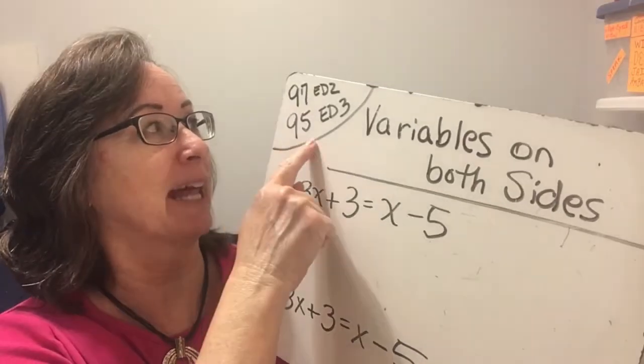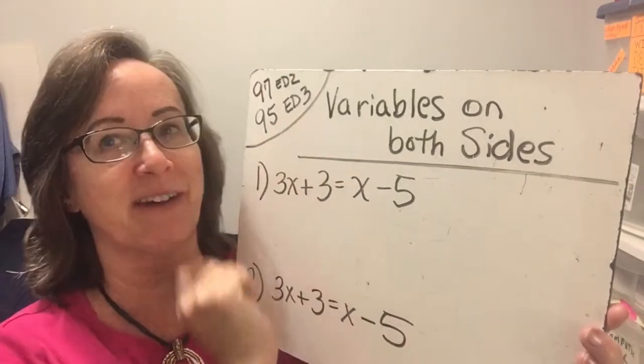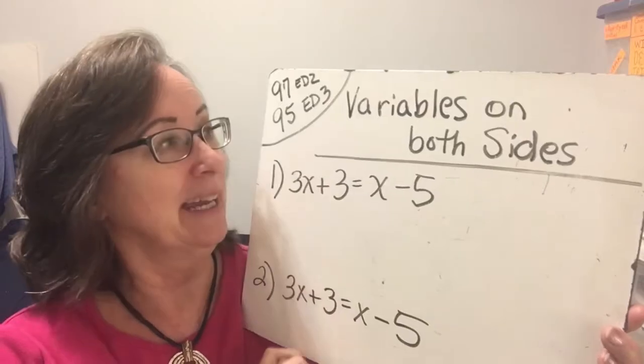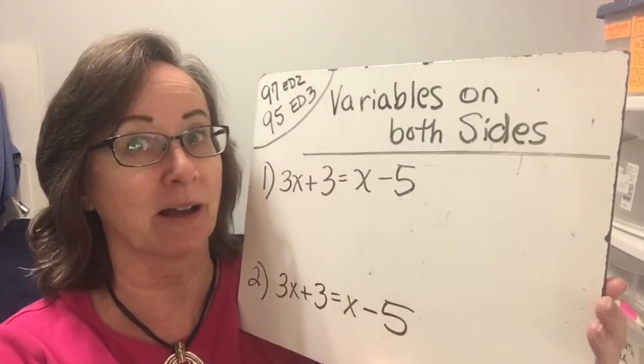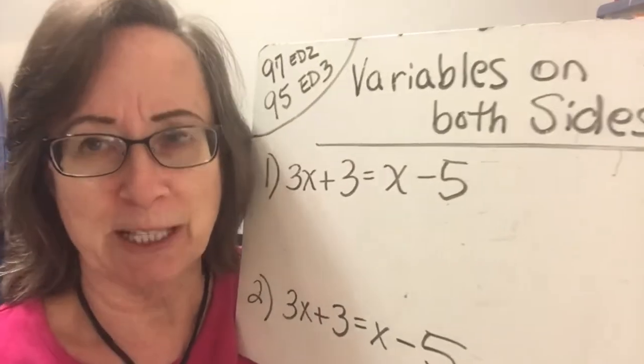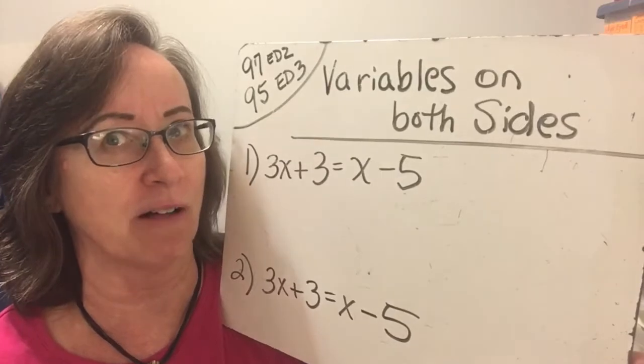Today we're doing Lesson 97, Edition 2, and 95, Edition 3 in your Saxon Blue Book. And we're talking about variables on both sides of the equation. So what we have to do is we don't want our variables on two sides of the equation because we're trying to solve for the variable.